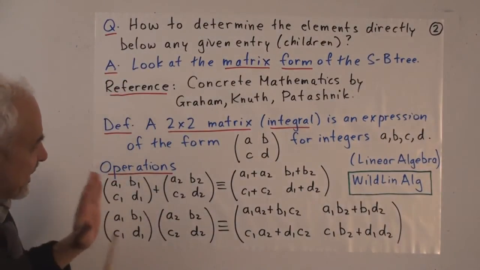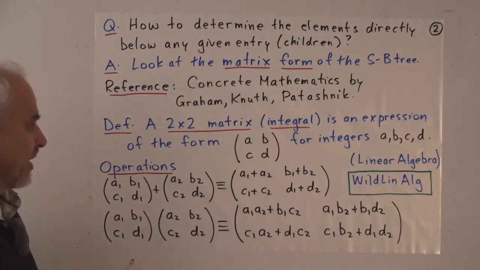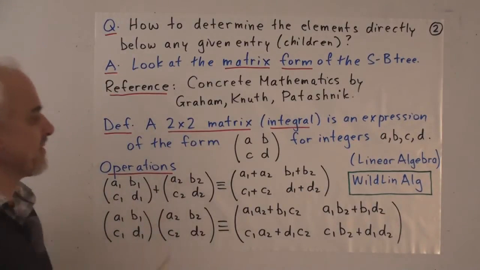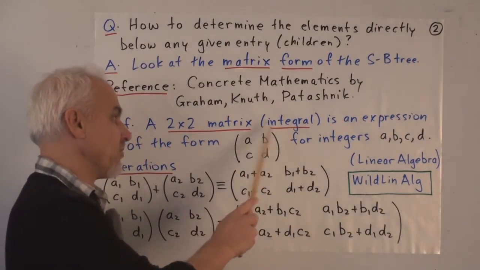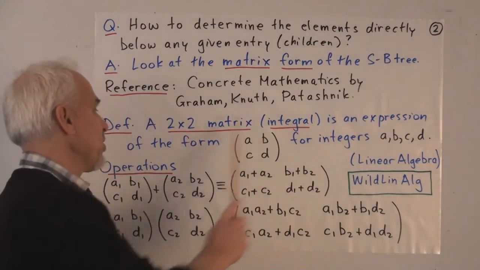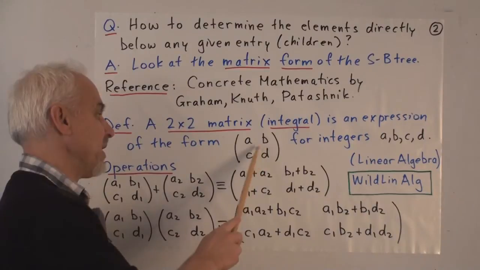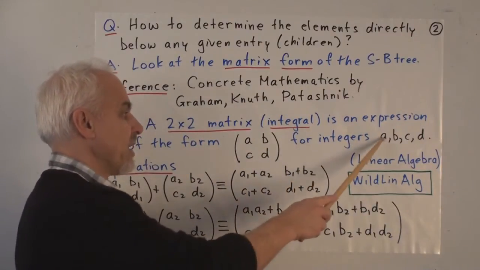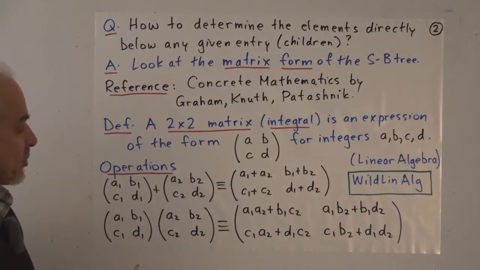So we're going to need just a little bit of information about matrices. We're going to look at 2x2 matrices, and we're only going to look at matrices with integer values, so-called integral matrices. A matrix is an expression of this form: some round brackets, and then a, b, c, d, for integers a, b, c, d. So it's 4 integers arranged in a nice little 2x2 array.